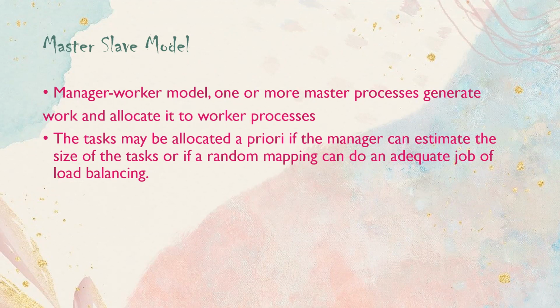So the manager, more like a client server or a master slave or a manager worker model. As we can see, one or more master processes generate work and allocate it to the worker process. So in further, what can be done? If the manager is aware what task has to be done, it can be done well in advance before the execution. Or sometimes if there is a lot of dynamic data involved, then the tasks can be assigned to different processes in a randomly picked up fashion.